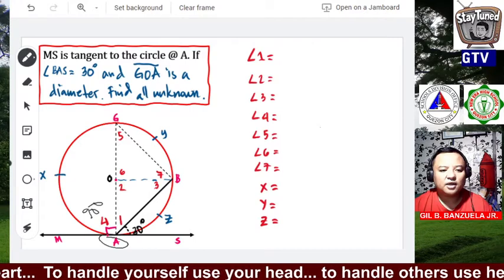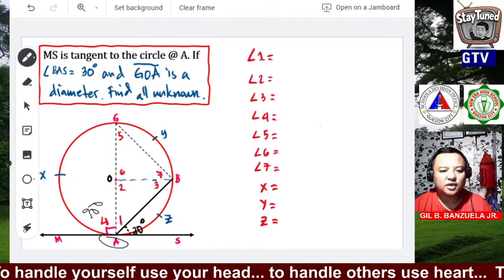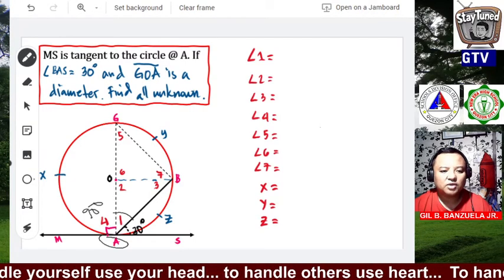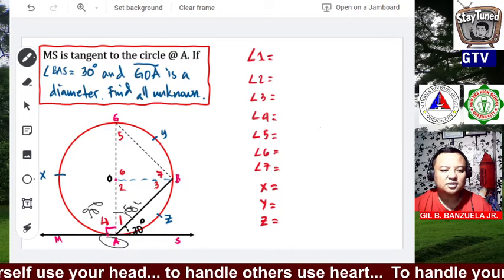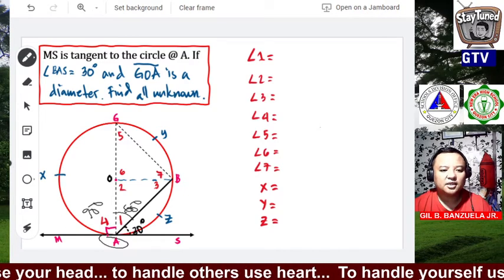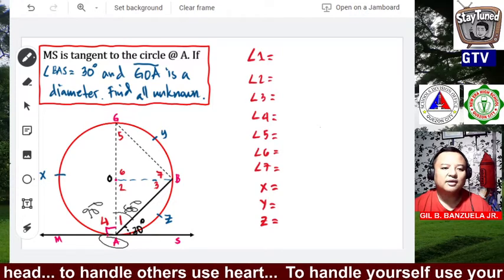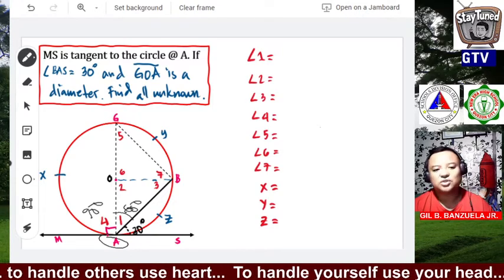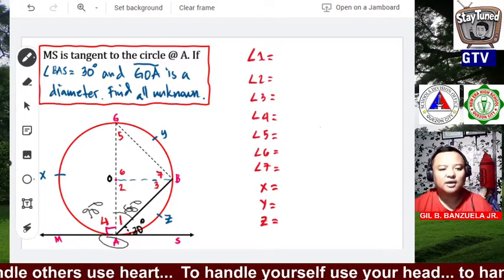At kung itong angle formed by a tangent and a chord ay 30 degrees, ano ang measure ng angle 1? Correct, 60. Kasi 60 plus 30, 90, 90 plus 90, 180. So, yun yung ibig sabihin ng radius tangent theorem kanina kung angle ang pag-uusapan.